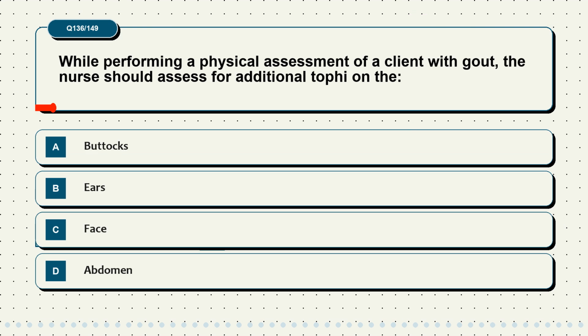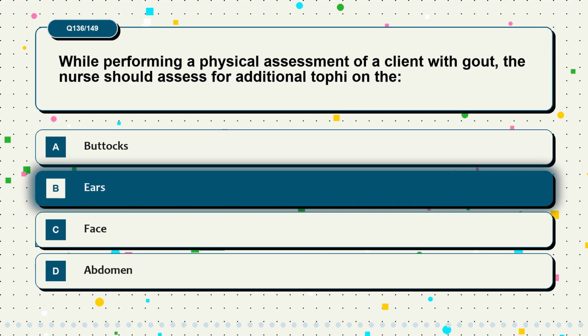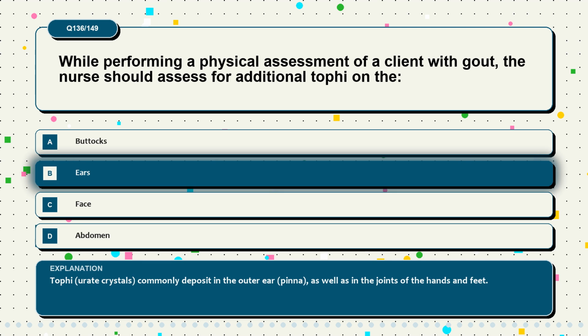Question 136. While performing a physical assessment of a client with gout, the nurse should assess for additional tophi on the. Here are the options. Option A. Buttocks. Option B. Ears. Option C. Face. Option D. Abdomen. The correct answer is option B. Ears. Urate crystals commonly deposit in the outer ear pinna, as well as in the joints of the hands and feet.